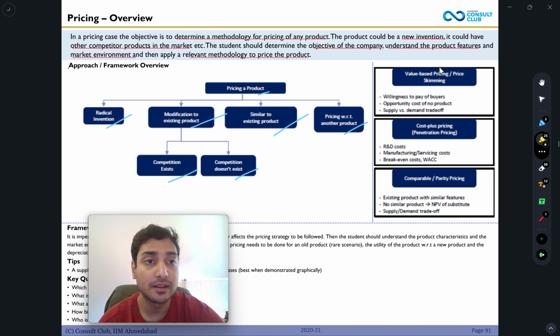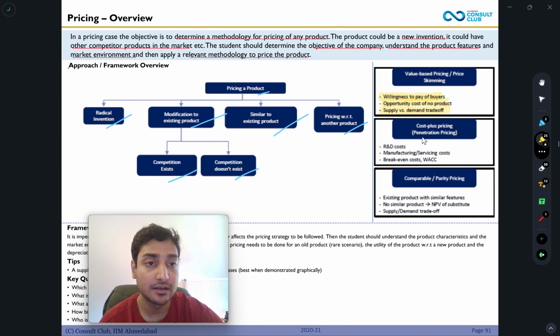First is value-based pricing, also called price skimming. This is understanding the demand size and what the customer is willing to pay, and then pricing the product accordingly. You understand the willingness to pay of buyers and the opportunity cost of no product. If your product doesn't exist, how much is it costing the customer in terms of opportunity? And then you understand the supply versus demand trade-off: how much you can manufacture and how much is the demand, and then relatively you price your product.